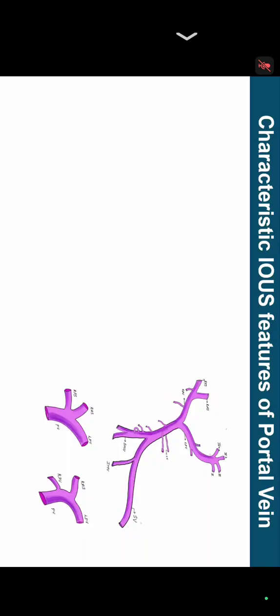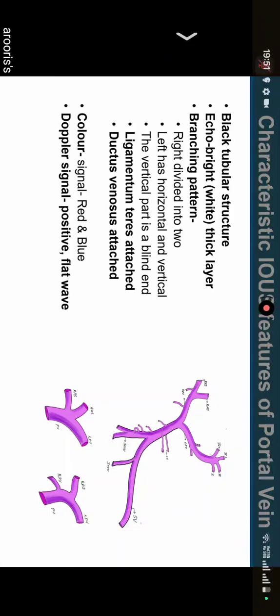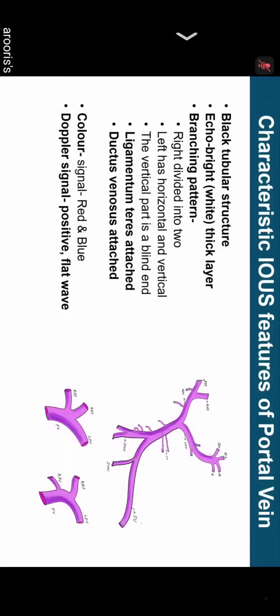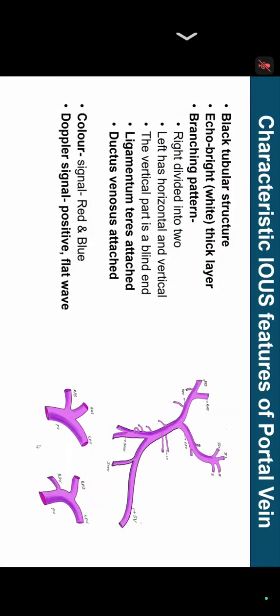So now I'm going to talk about how you identify whether it is a portal vein, hepatic artery, or hepatic vein. I'm going to give you certain characteristic features by which you can tell which it is. The portal vein is a black tubular structure, so it's anechoic, as are the hepatic vein and the hepatic artery. But it has an echobright white thick layer, the Glisonian sheath, which goes inside the liver along with the portal structure. So if you see a black tubular structure with an echobright thick white layer, that is most likely portal vein.